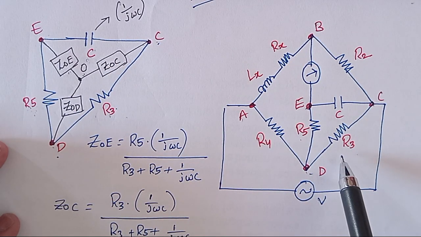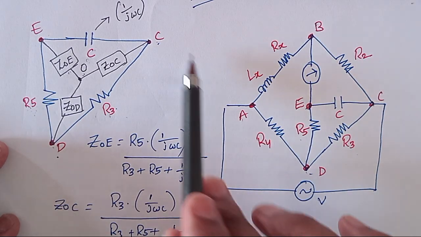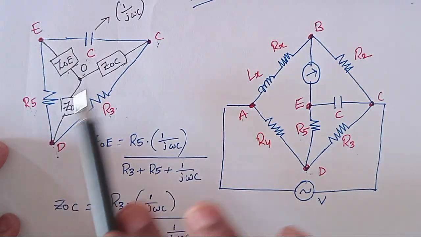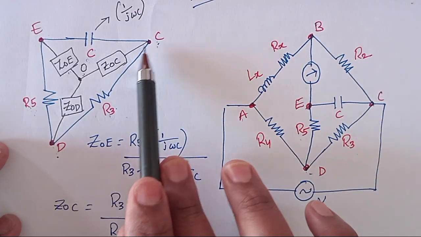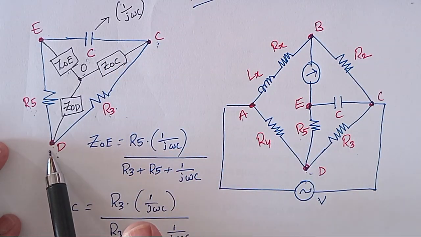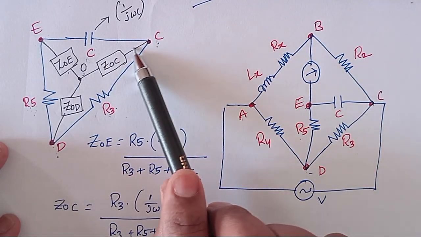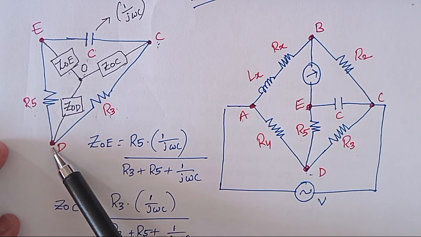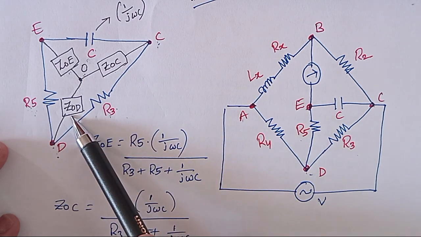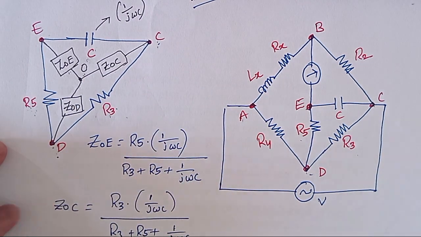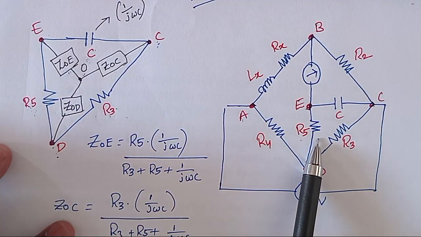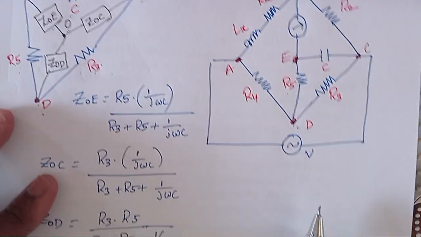I'm just adding them here. Look carefully, between C and D, this is the path. It starts from this point C, and you have ZOC and ZOD, C and D. So now I am replacing this circuit with its equivalent.